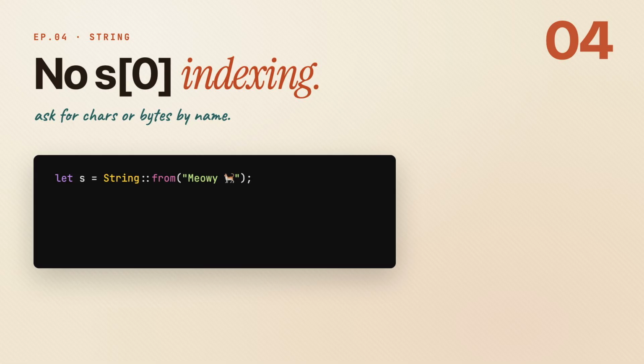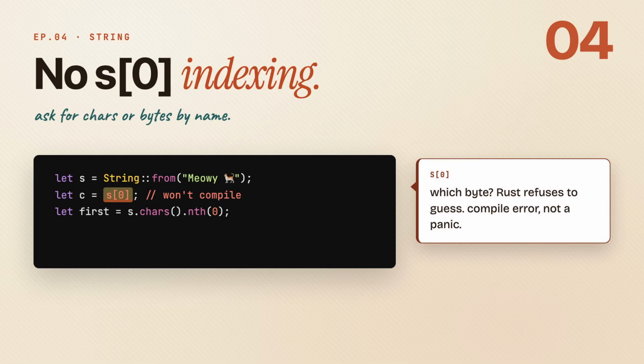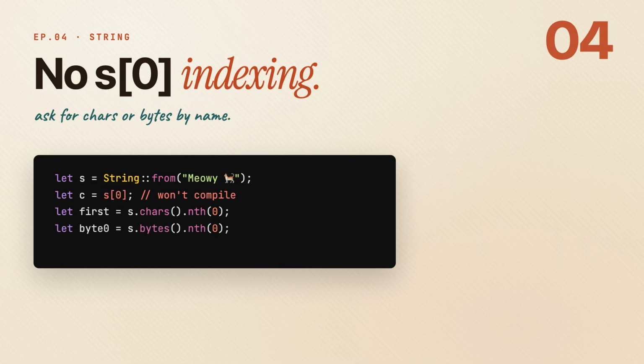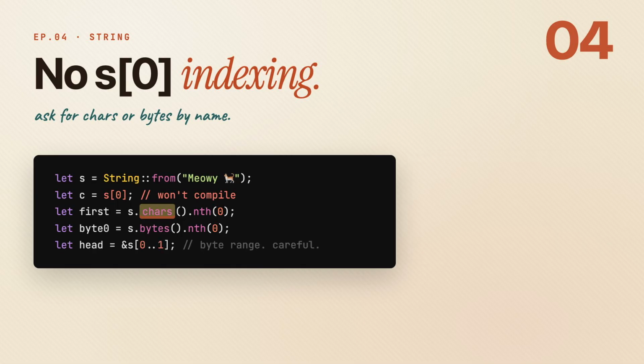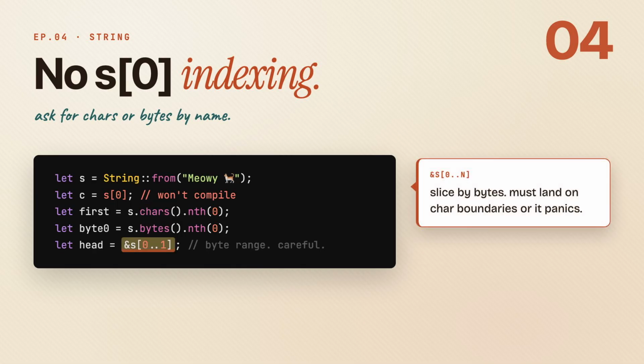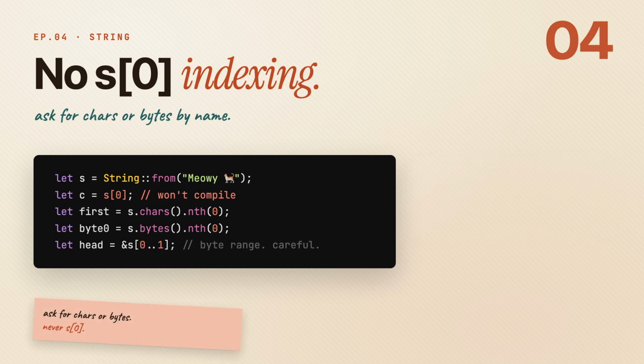So, which byte is index 0? Rust will not guess. Indexing a string by number does not compile. Ask for what you want. Chars gives you characters. Bytes gives you bytes. Slicing by a byte range works, but it panics if the range cuts a character in half. Stay on boundaries.